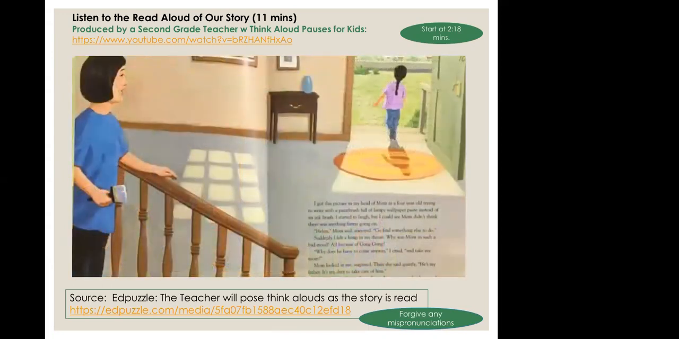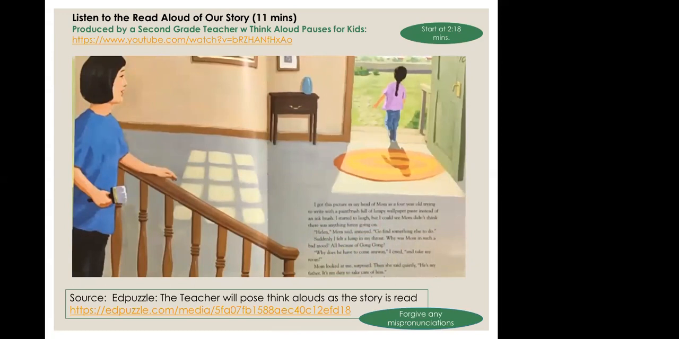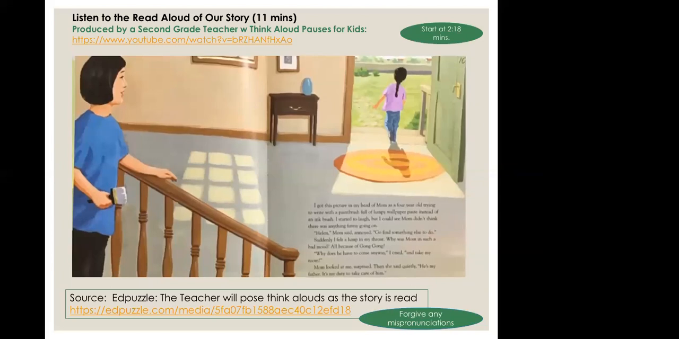I got this picture in my head of Mom as a 4-year-old trying to write with a paintbrush full of lumpy wallpaper paste instead of an ink brush. I started to laugh, but I could see Mom didn't think there was anything funny going on. "Helen," Mom said, annoyed, "go find something else to do." Suddenly, I felt a lump in my throat. Why was Mom in such a bad mood? All because of Gong Gong?